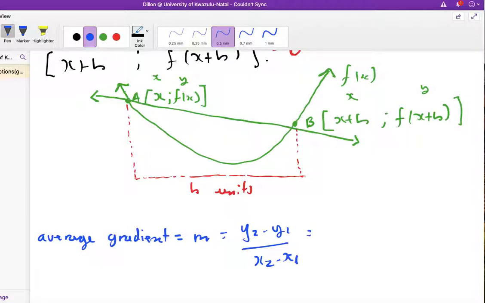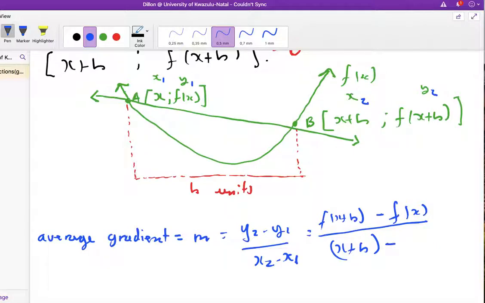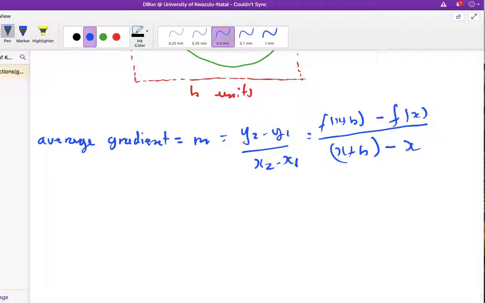Okay, let us call this point here our x1 and y1, and this one our x2 and y2. Take the coordinates and substitute into the formula. So y2 is f of x plus h, and y1 is f of x, so it's minus f of x, all over x2, which is x plus h, minus x1, which is x. Okay, so we can do a bit of simplification here.